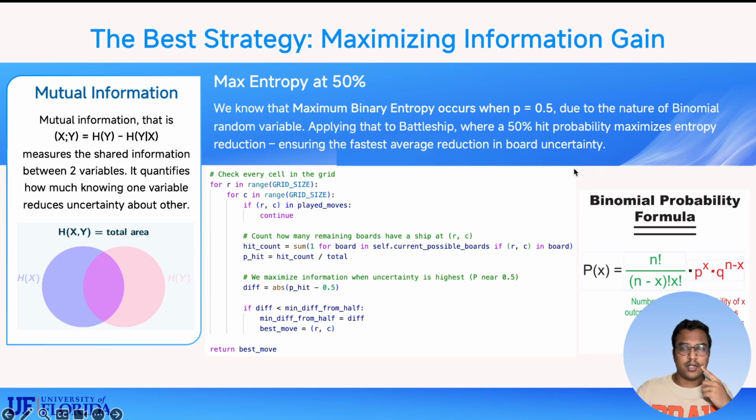If I shoot at a spot that is 99% likely to be a hit or even a miss, I learn absolutely nothing new because I already know that it's going to be a hit or a miss. However, if I shoot at a spot that has a probability of 50-50, I can easily eliminate roughly half of the remaining possible board configurations. This ensures that the fastest reduction in uncertainty happens.